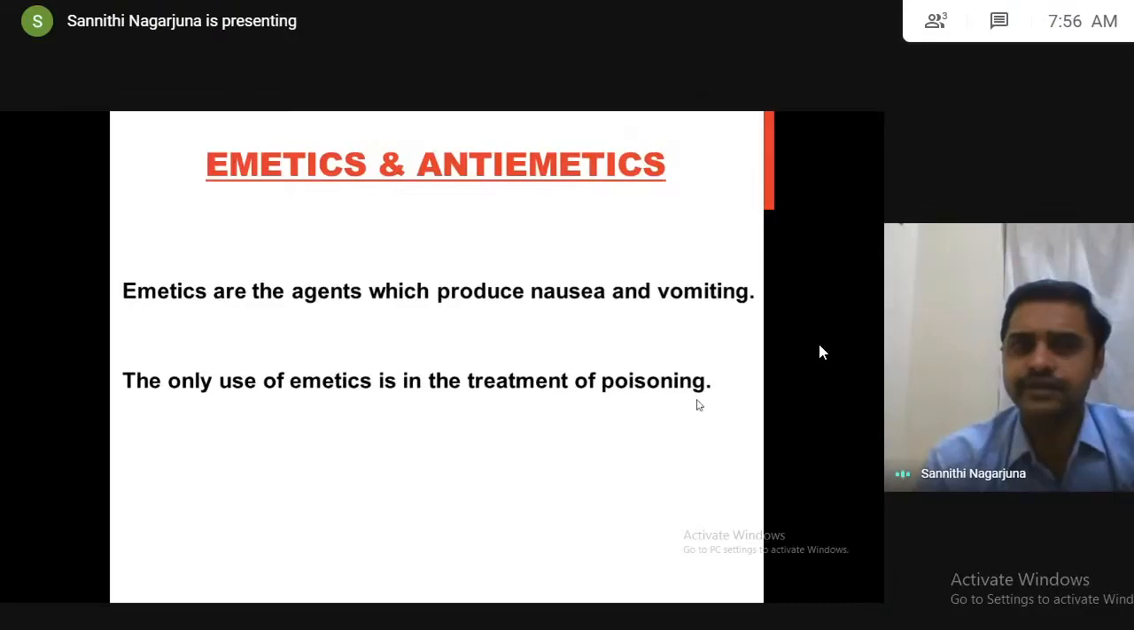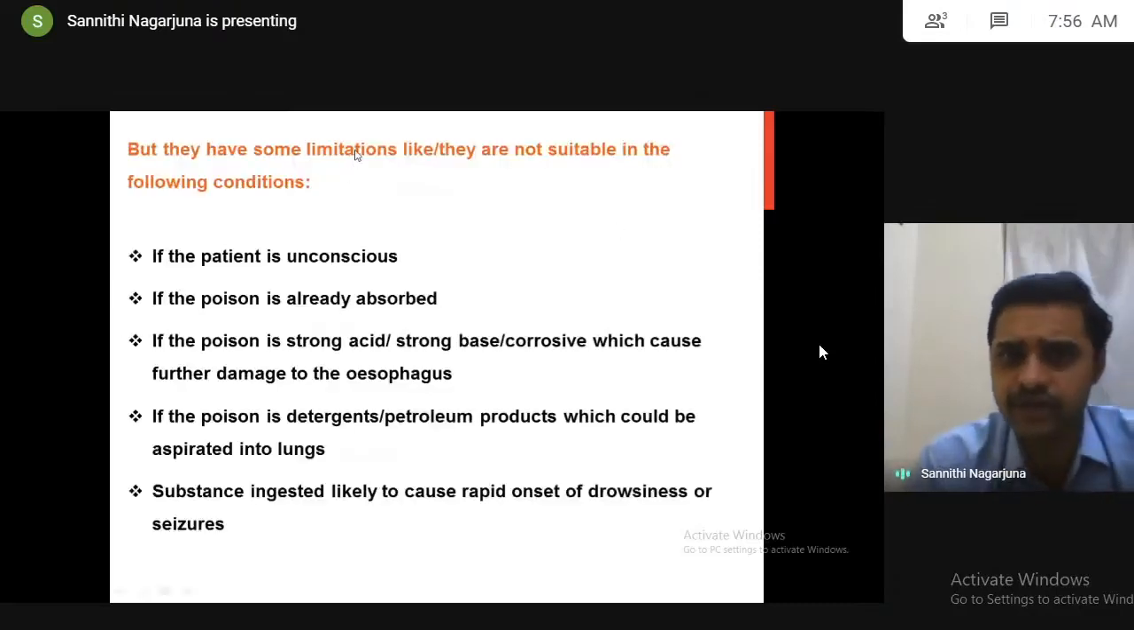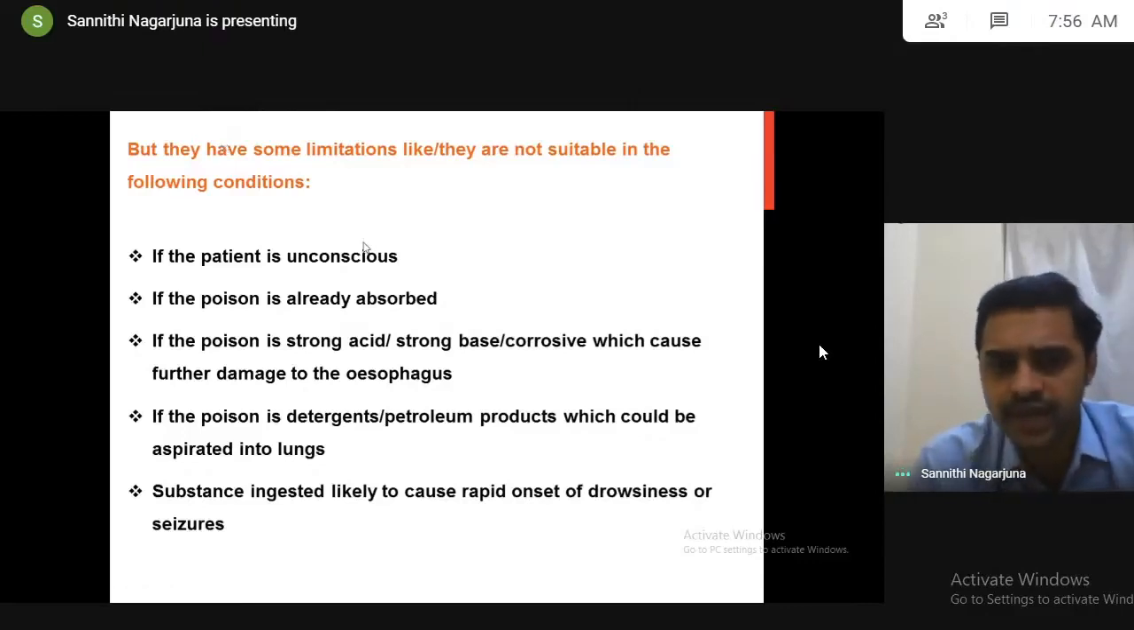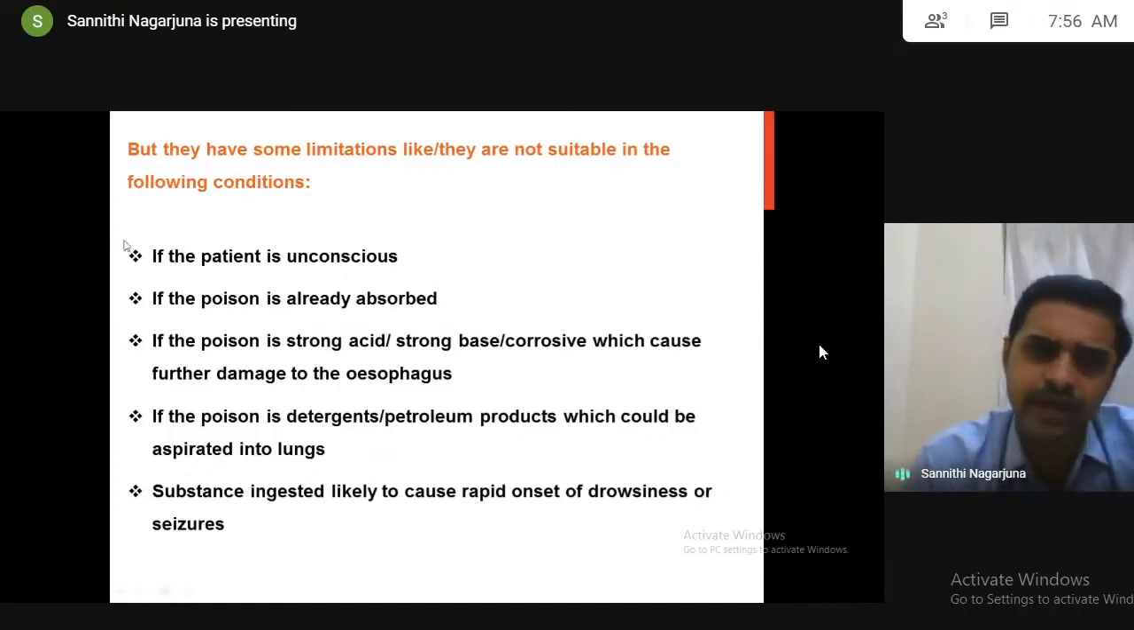But what I'm telling is, emetics once again have some limitations. We cannot use emetics for all types of poisoning conditions. In which type of poisoning conditions are emetics not helpful? The first is if the patient is unconscious. Emetics are not helpful if the person is unconscious.